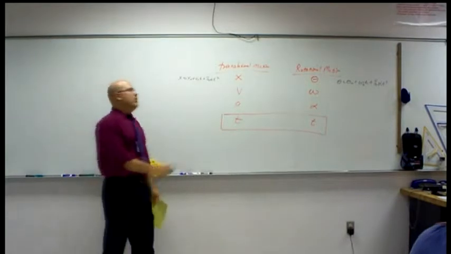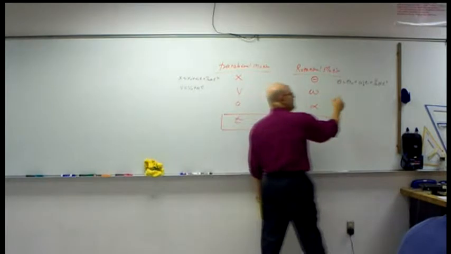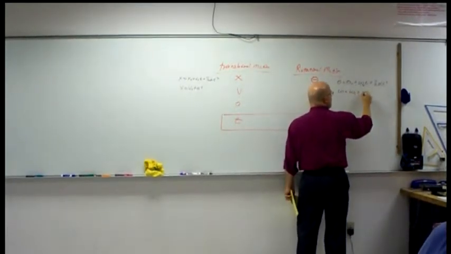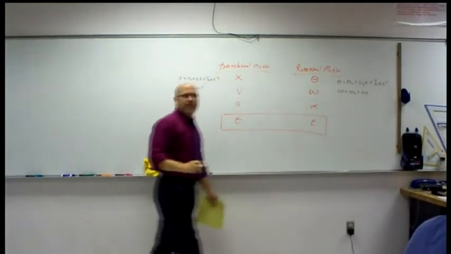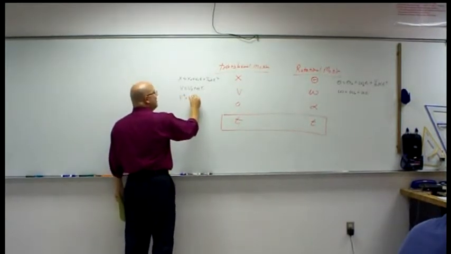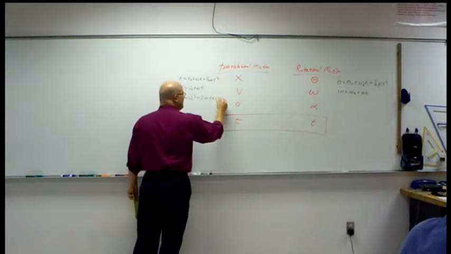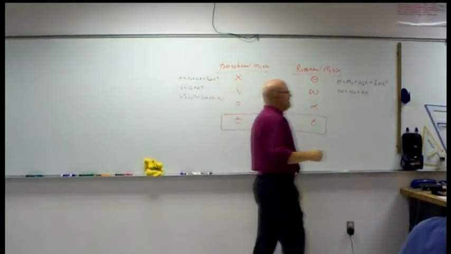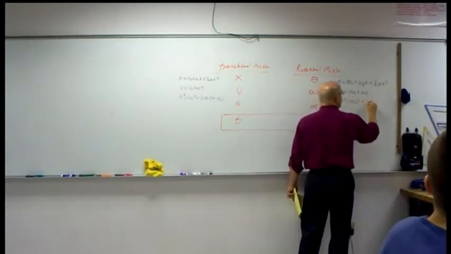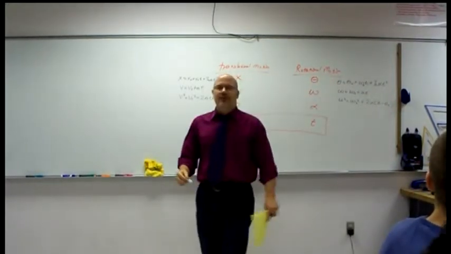What if I had v equals v naught plus a t? What's that? Omega equals omega naught plus alpha t. The next one: v squared equals v naught squared plus 2a times x minus x naught. Omega squared equals omega naught squared plus 2 alpha times theta minus theta naught. There you go. They're the exact same equations.